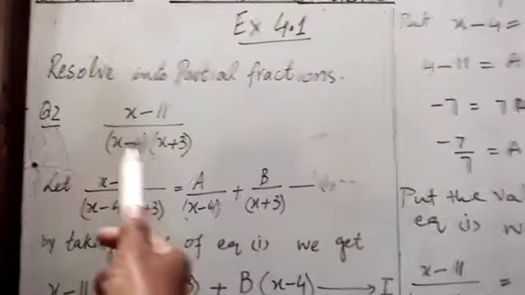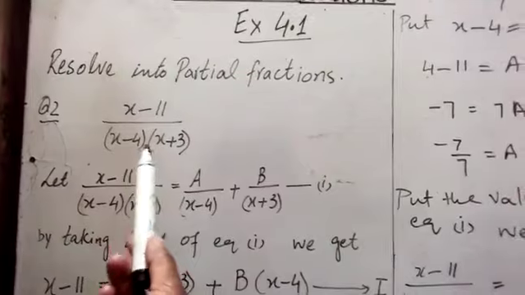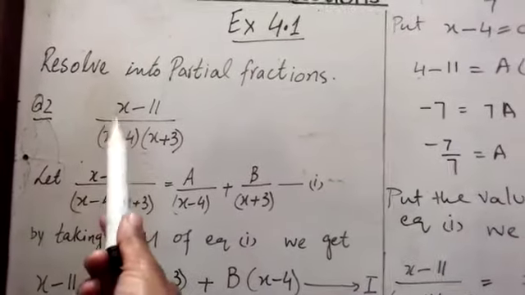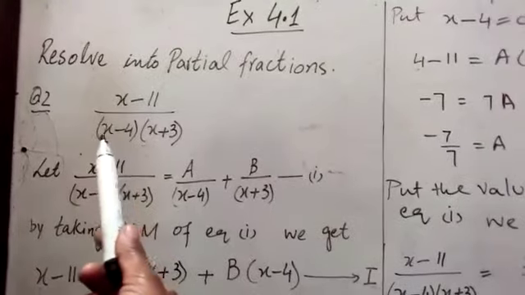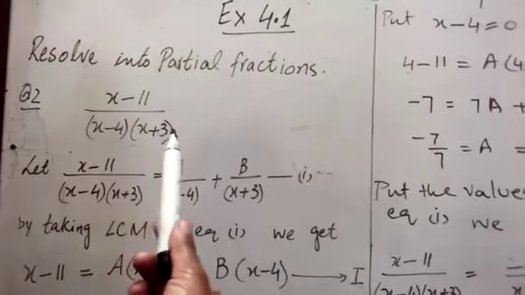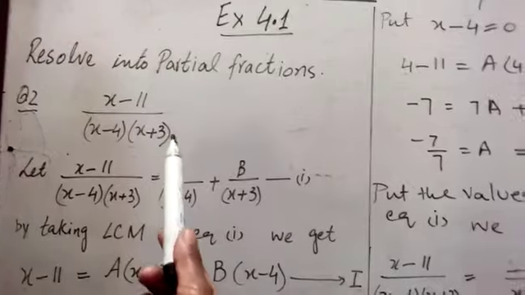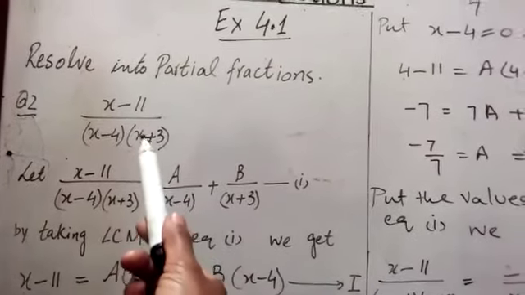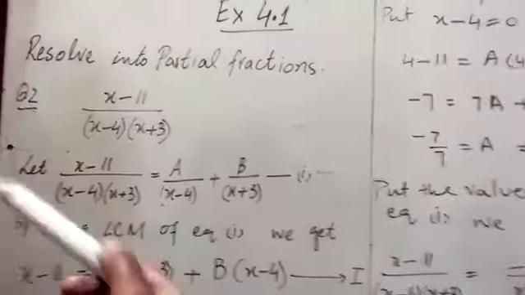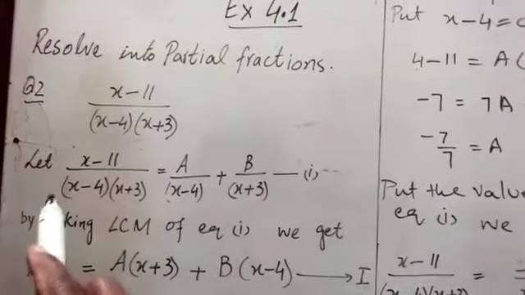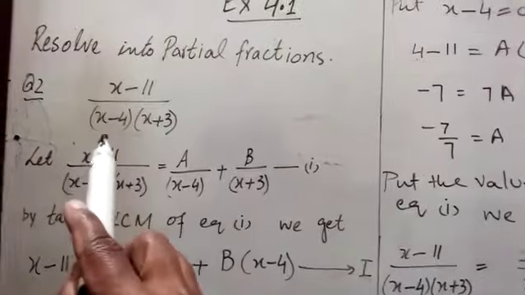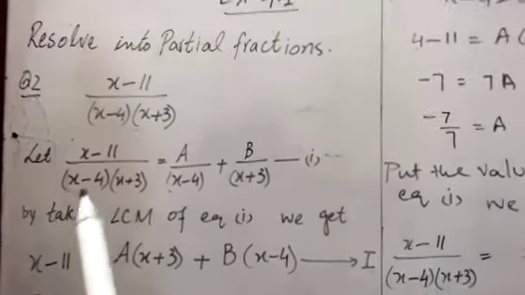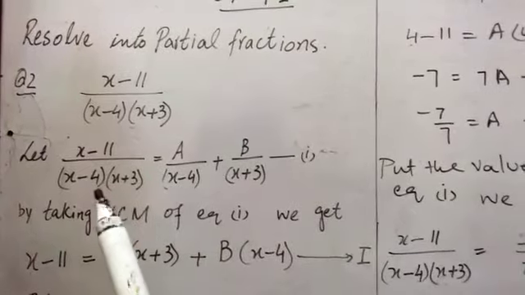denominator factors are linear. They are linear factors because their degree is 1, individually having degree 1. x minus 4 is a linear factor and x plus 3 is also called a linear factor because both factors have exponent 1. So for linear factors, if linear factors are present in the denominator, we will write the partial fractions like this.